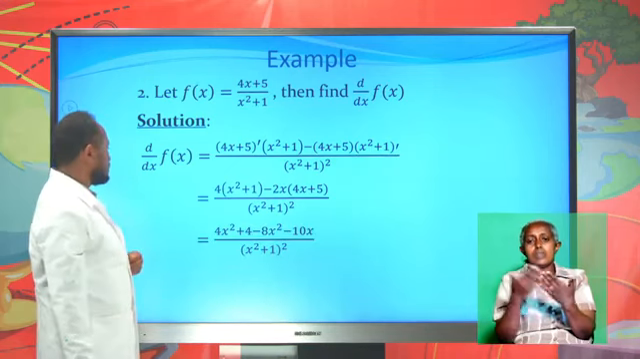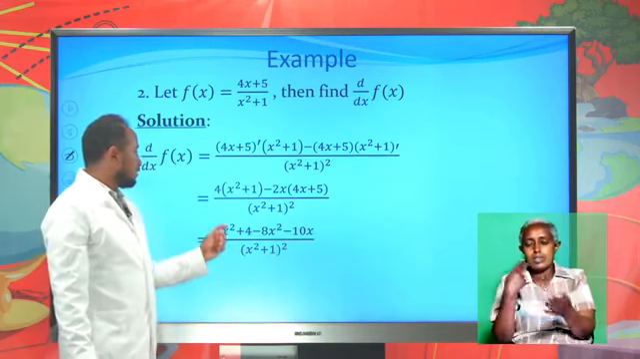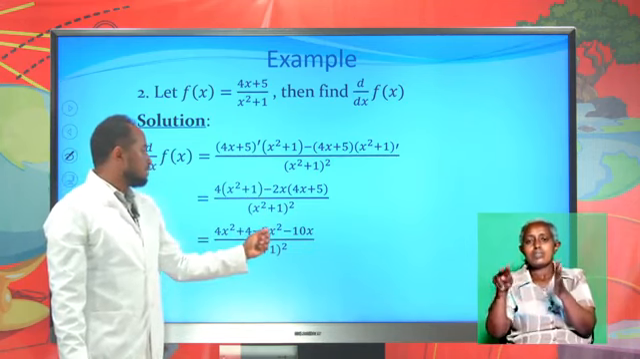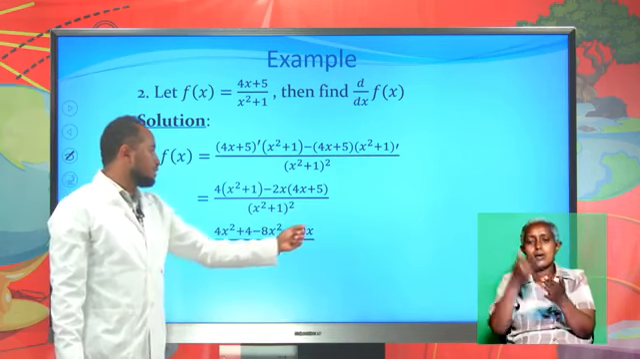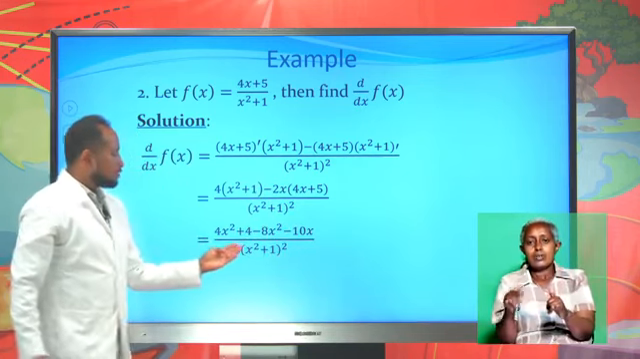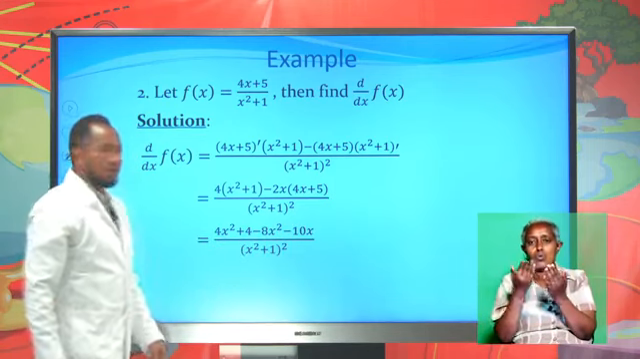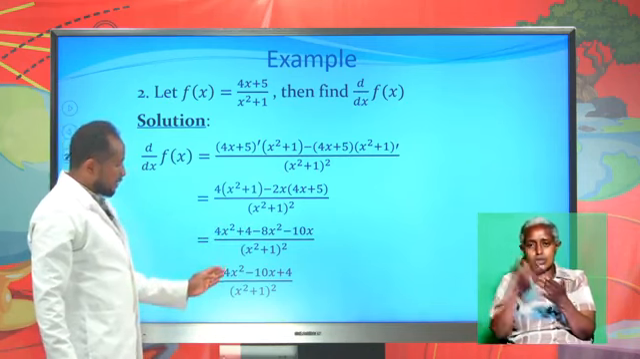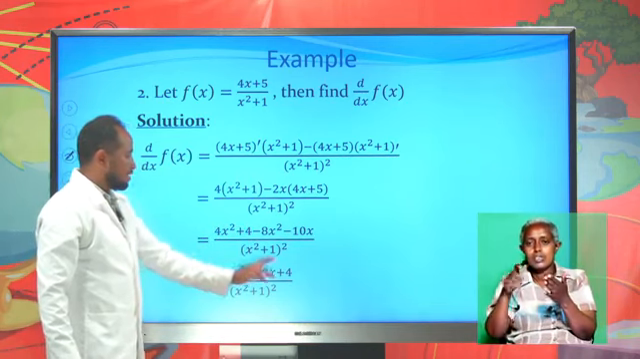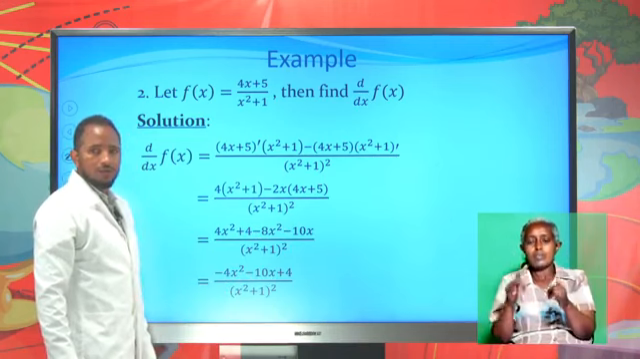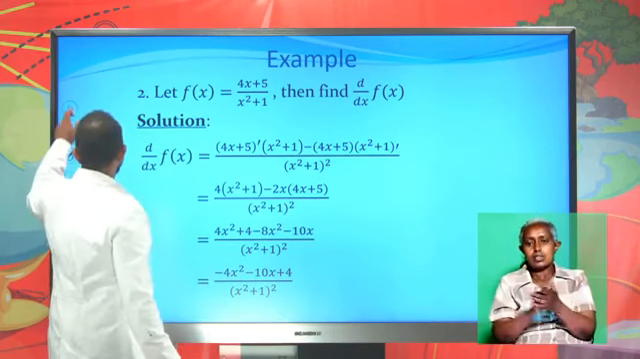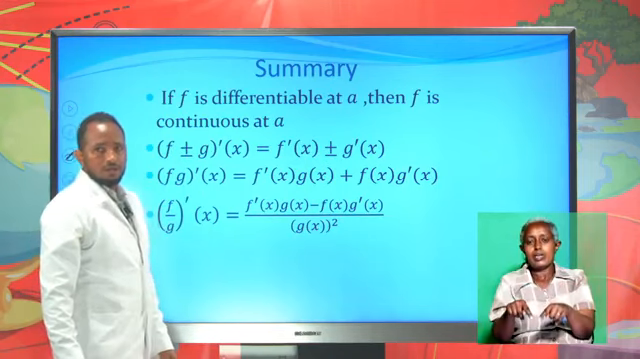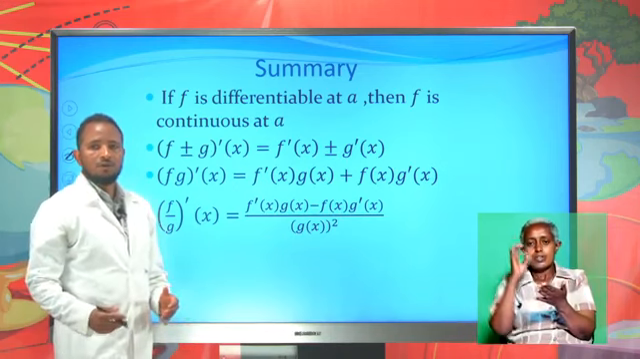Simplifying this, when you multiply, you get 4x squared plus 4, minus 8x squared minus 10x, divided by x squared plus 1 the whole squared. So 4x squared minus 8x squared is minus 4x squared, minus 10x plus 4, divided by x squared plus 1 the whole squared. This is the answer. Now, the basic concept that we have seen today is the derivative of a combination of functions.